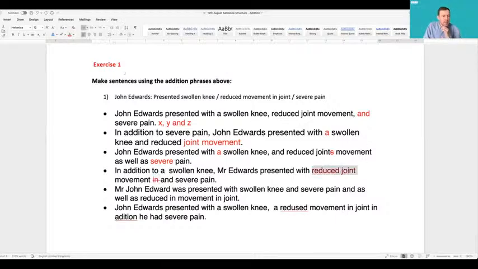Okay. Mr. John Edwards was presented with. Okay, that means somebody gave him a swollen knee. Is that what you mean, Khalid?